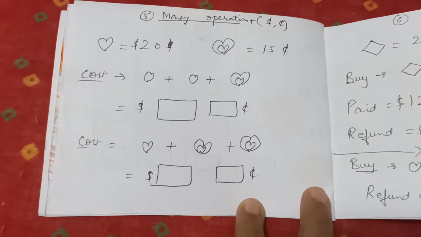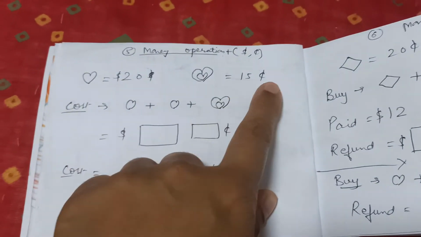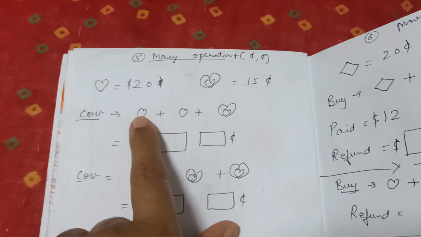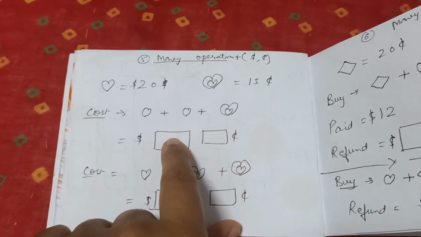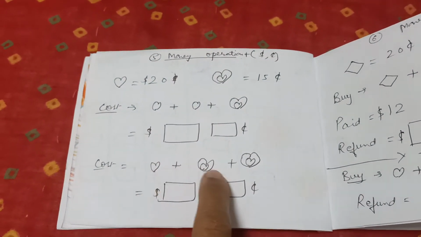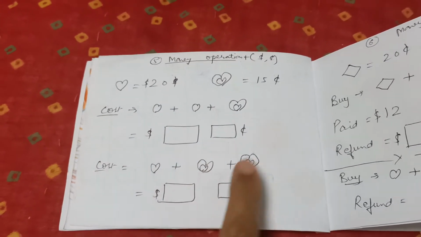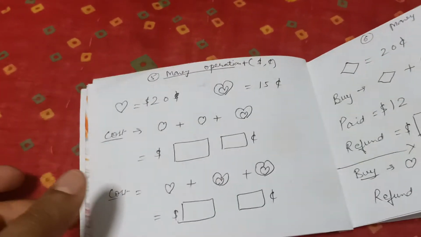Here again a real life thing: if a heart is $20 and this double heart is 15 cents, this is dollars and this is cents, so if I buy 2 hearts and 1 double heart, how much will it be? So it will be $40 and 15 cents. If I buy 1 heart, 1 double heart and 1 double heart, it will be $20 and 15 plus 15, 30 cents. So again, addition of money with the dollars and cents.